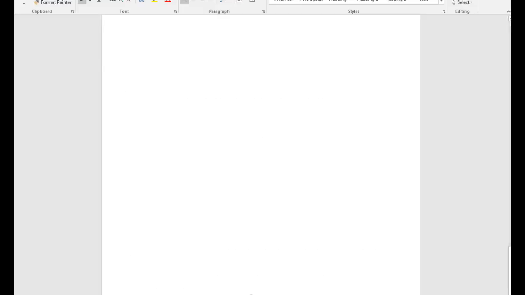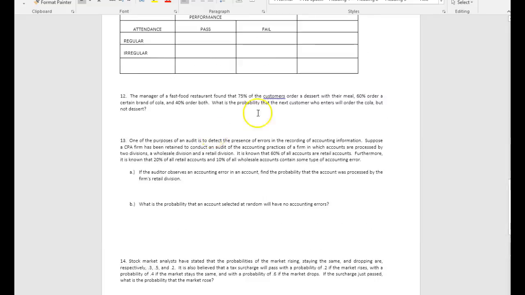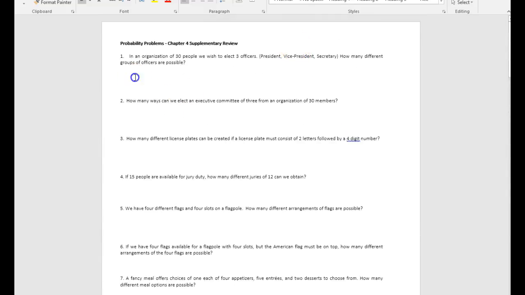So it's going to be 30 choose 3. We know that the choose formula is big N factorial over little n factorial times big N minus little n all factorial, which is then equal to 30 factorial divided by 3 factorial times 30 minus 3 factorial.